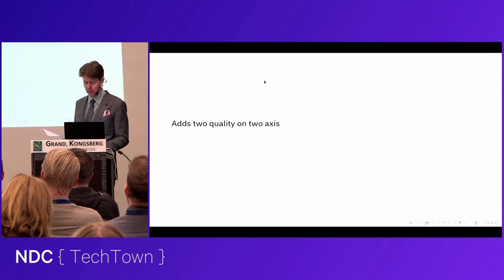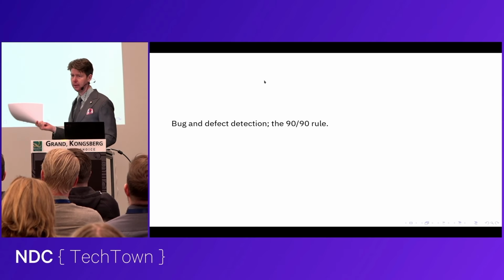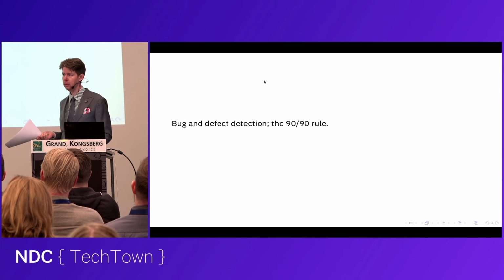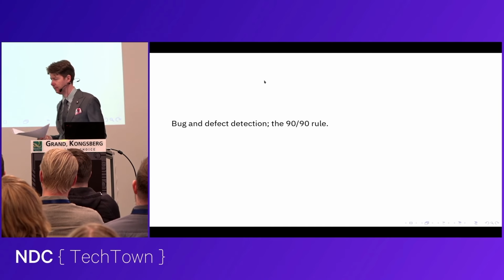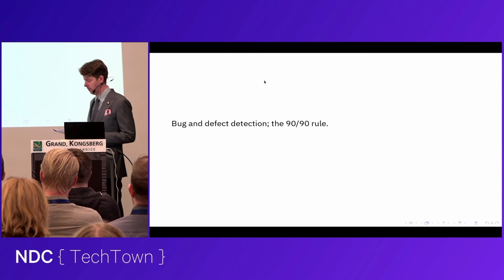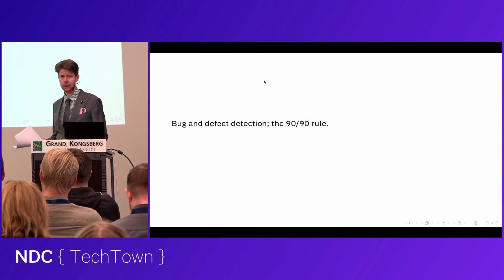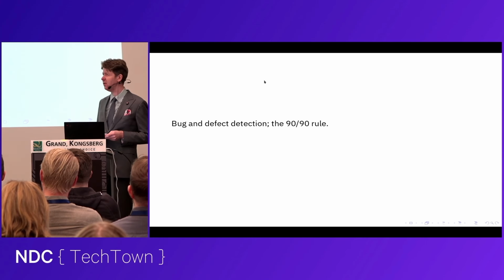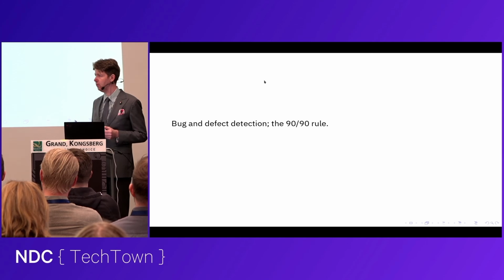So we have the two quality axes. With bug detection, we have the 90-90 rule, right? Which states that the first 90% of effort finds about 90% of the bugs, and then the next 90% of effort finds the remaining 90% of the bugs. And there's something to be said about, like, the more you test, the more you'll find. So I suppose the secret to an unbreakable, bug-free program is to just not test.